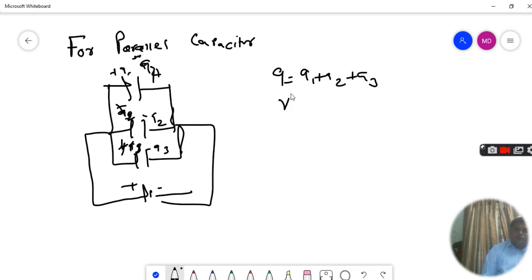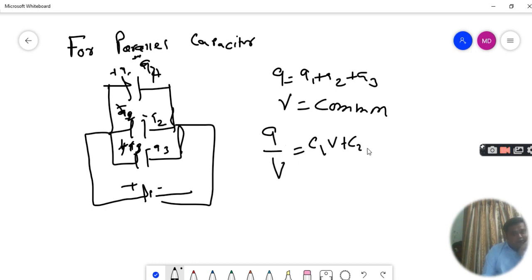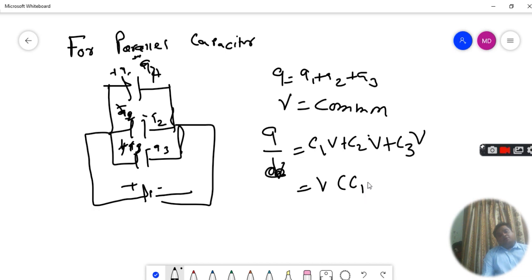But the voltage is common. The same voltage, the same potential difference, is applied in the circuit. Therefore, based on the equation, Q equals C1V plus C2V plus C3V. The capacitors are different, but V is common, so we take the common voltage out: Q by V equals C1 plus C2 plus C3.